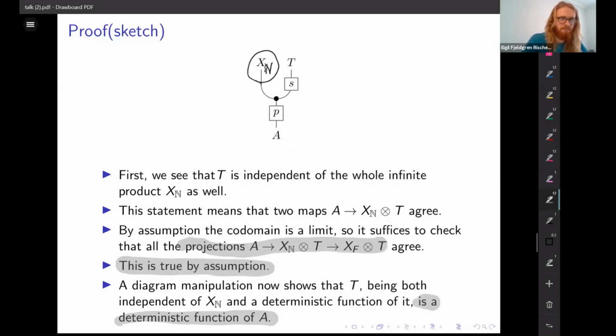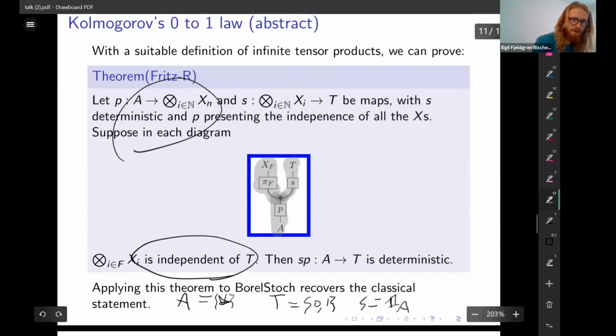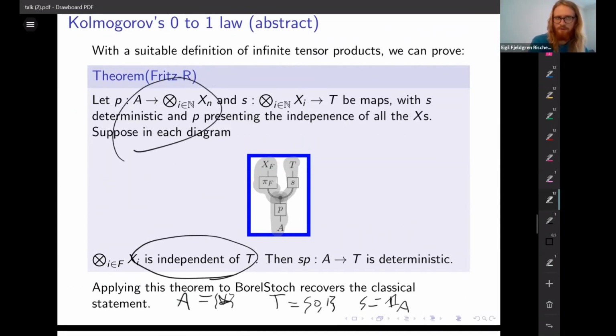So in the special case where A is just one point and t is true false, this just says that the function where you generate your variables and then you measure whether this event happened or not, that's a deterministic function. So that means precisely that either the event always happens or never happens. All right.